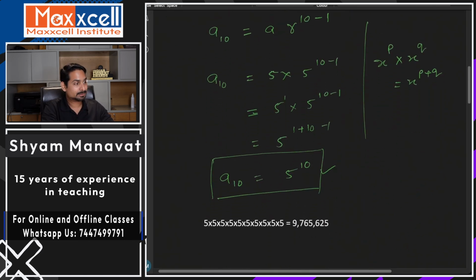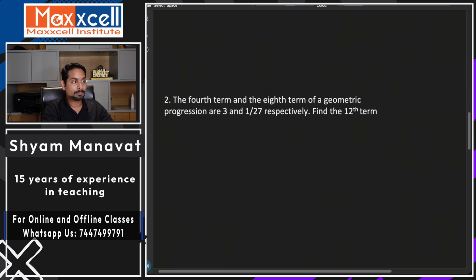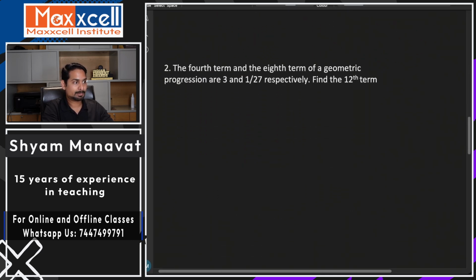Let's see the next question on the same. The fourth term and the eighth term of a geometric progression are 3 and 1 upon 27 respectively. Find the 12th term. So what do we have here? The fourth term can be represented as a, which is the first term, r, which is the common ratio, to the power 4 minus 1. So a into r cube. Similarly, the eighth term can be represented as a r to the power 8 minus 1, that is 7, right? So the fourth term is given as 3, and the eighth term is given as 1 upon 27.